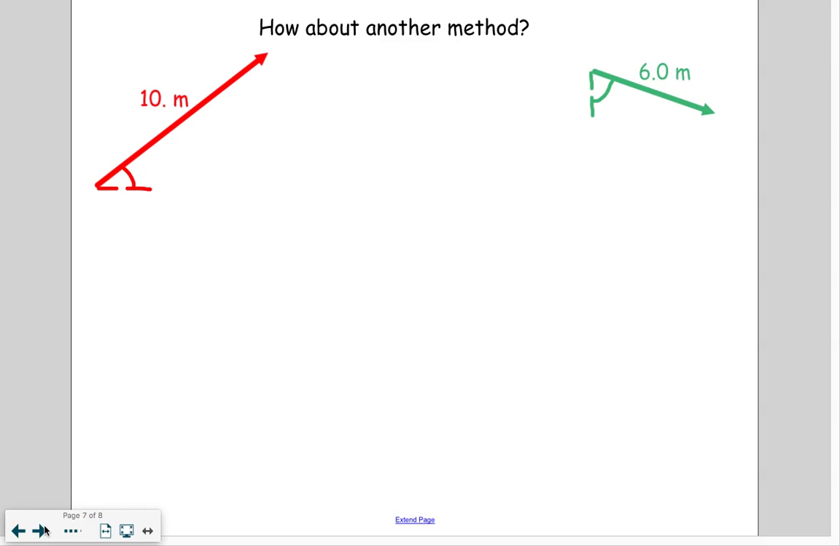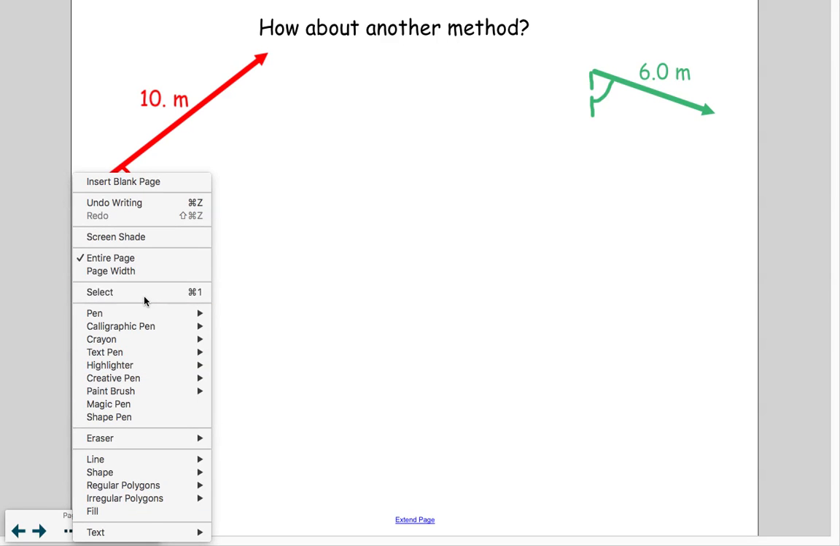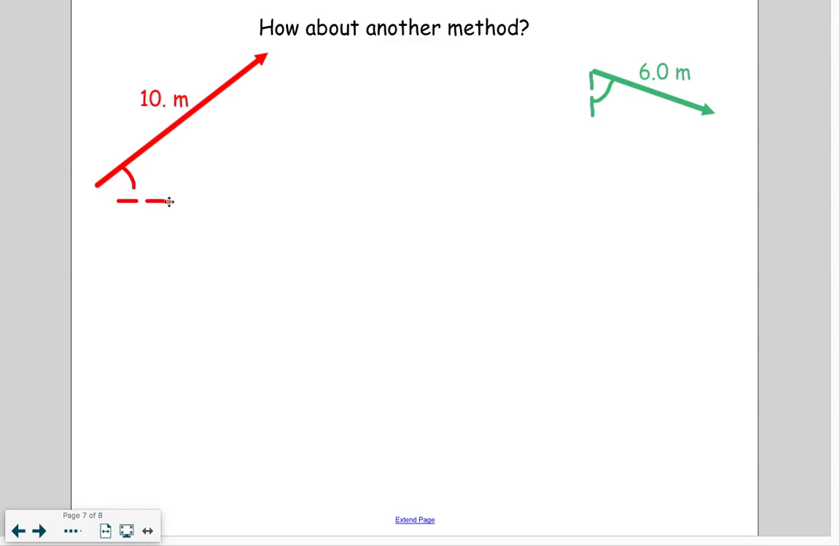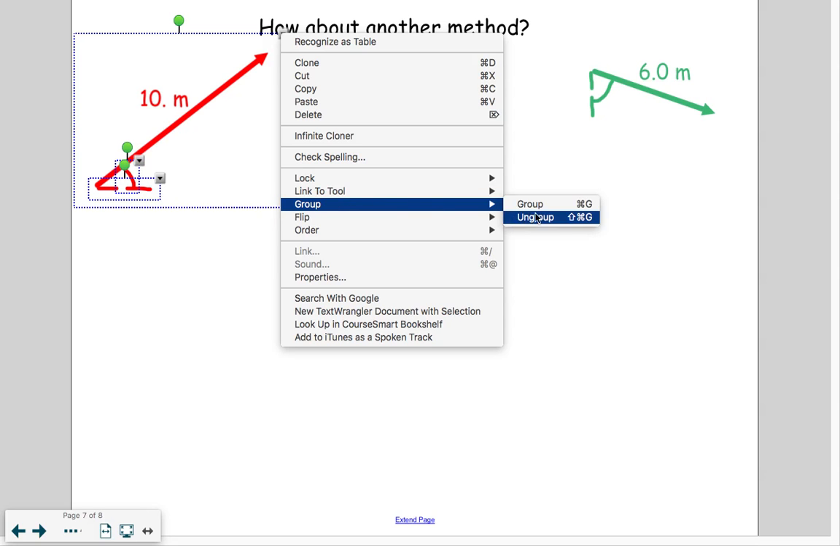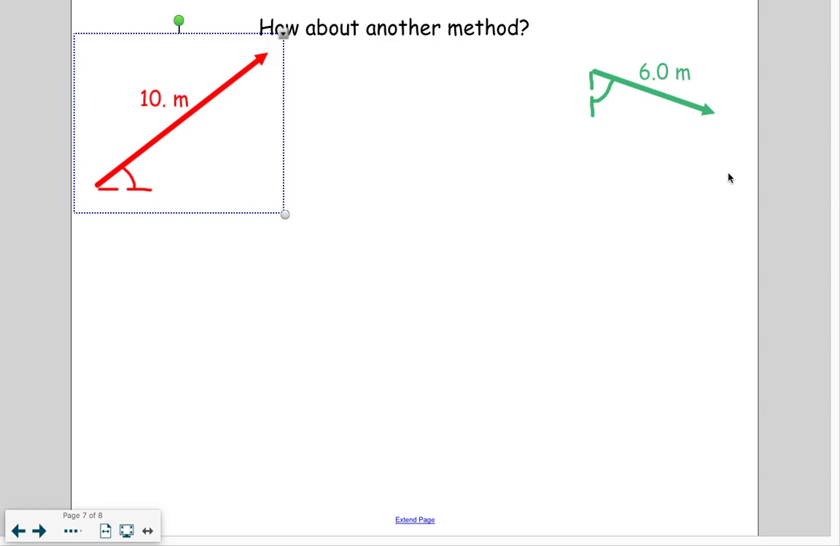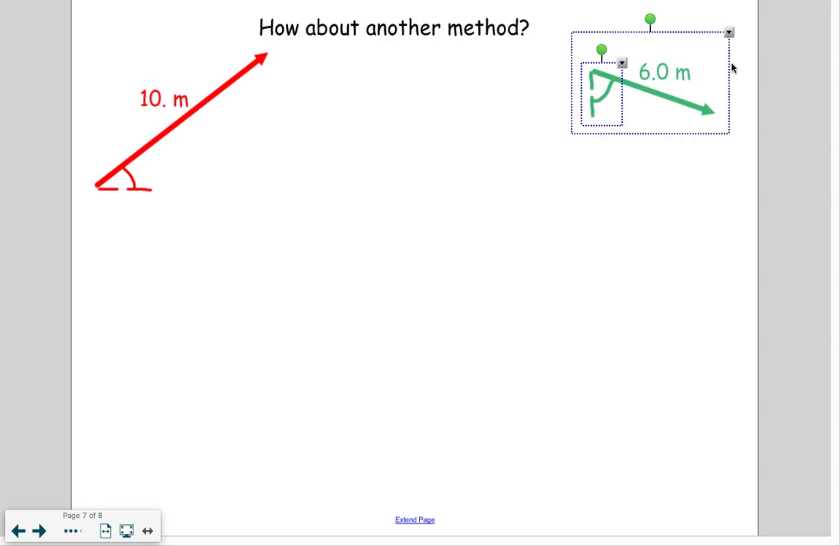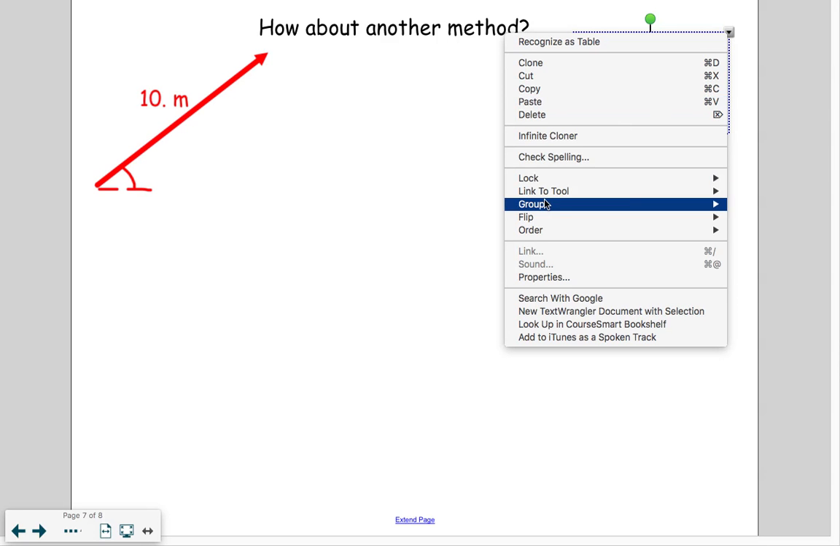Okay, so this time let's try another method. And some of you probably have seen this before, some of you may not. If you want to, just ignore everything I'm going to be doing right here if it starts to confuse you. Okay, so I'm going to go ahead and group these together. And I'm going to group these together, I'm guessing. Yep, good. I redrew that later. Okay.